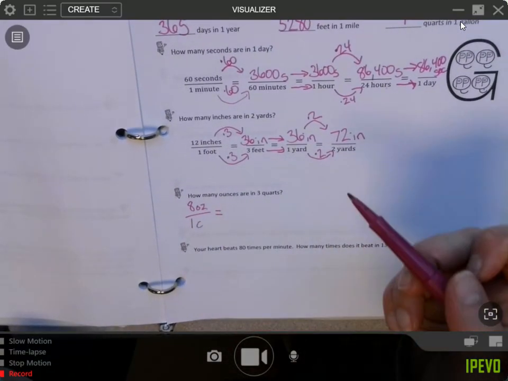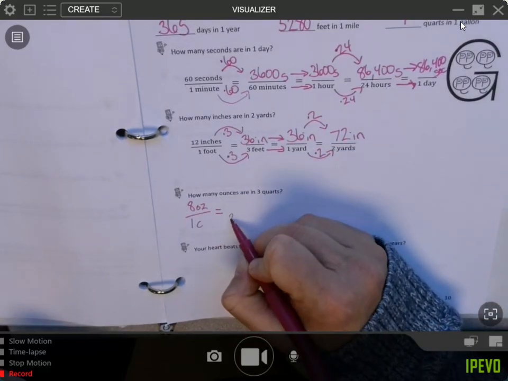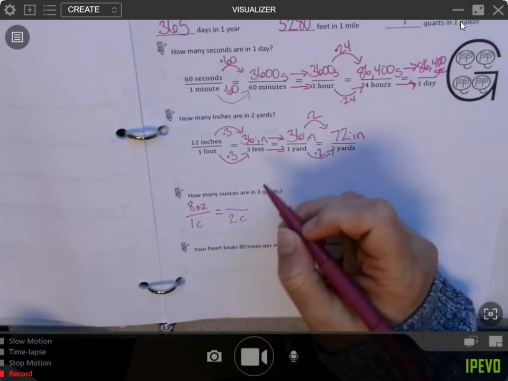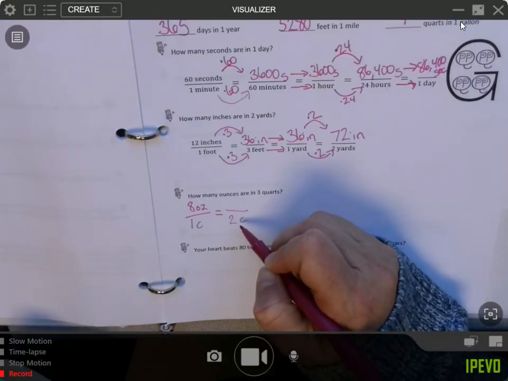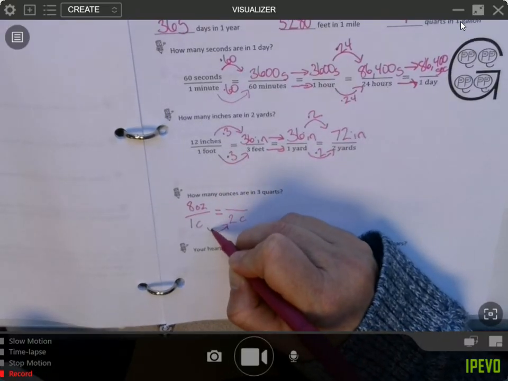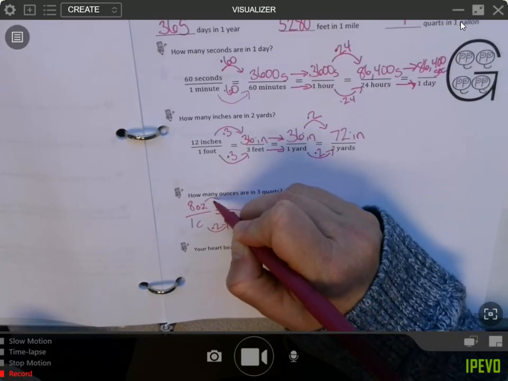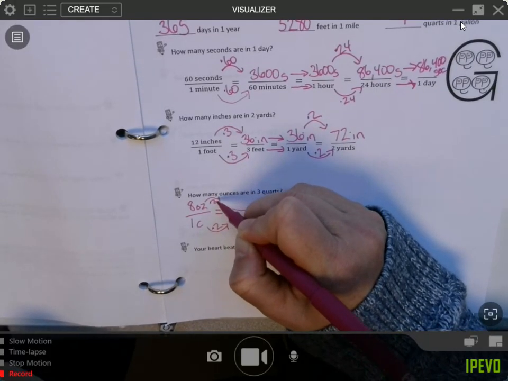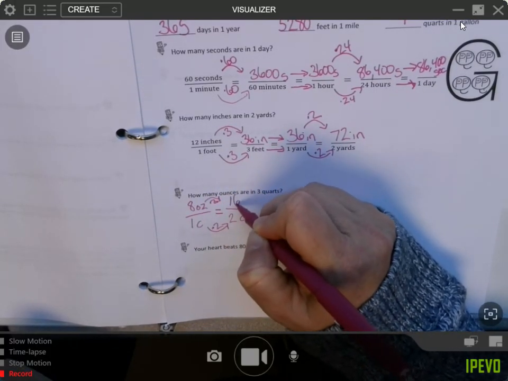So if we know 1 cup, we want to go to 2 cups. So is that a straight across, 1 to 2? No, we have to multiply. Multiplying by 2 here, so I have to multiply by 2 here. 8 times 2 is 16 ounces.